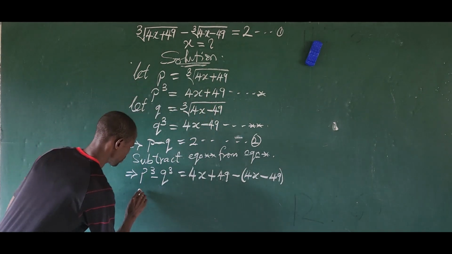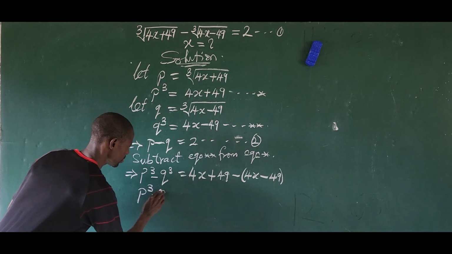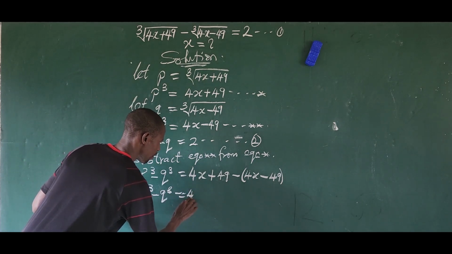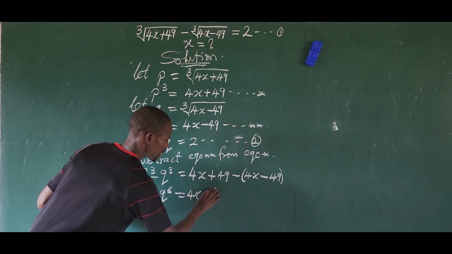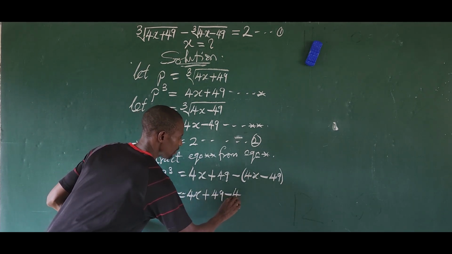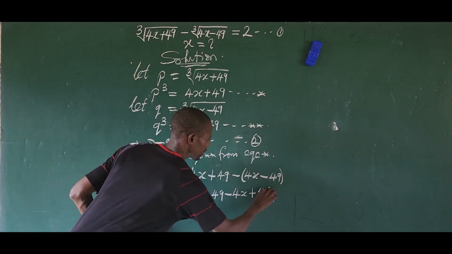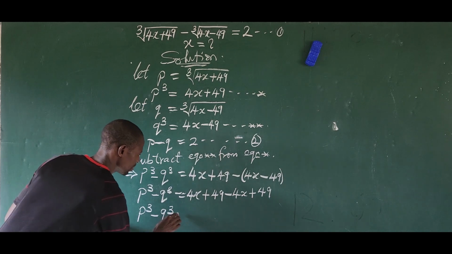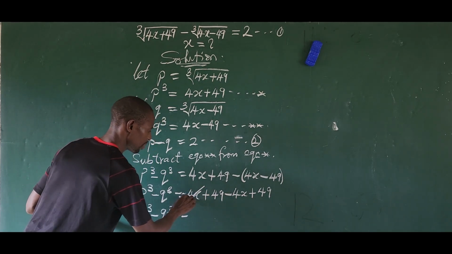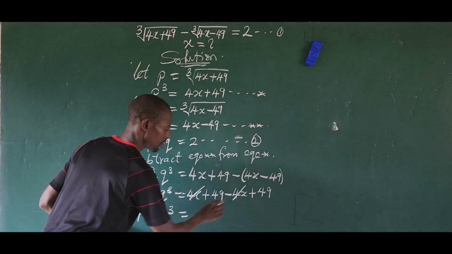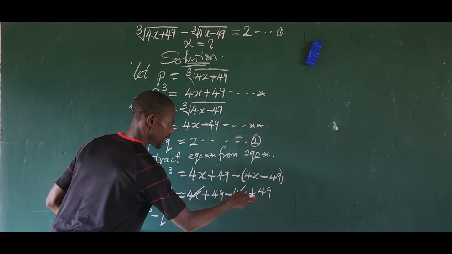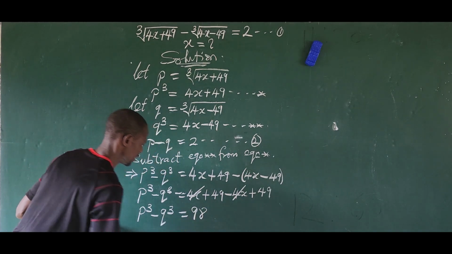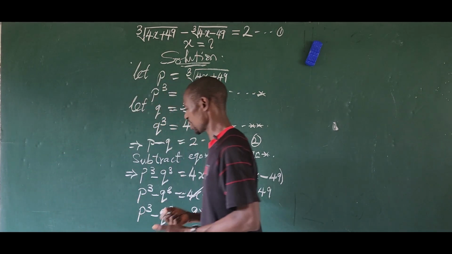With this, we have p to the power of 3 minus q to the power of 3 equal to 4x plus 49 minus 4x plus 49. Now we have plus 4x minus 4x, so we are left with 49 plus 49, and this will give us 98. So this is another equation again.